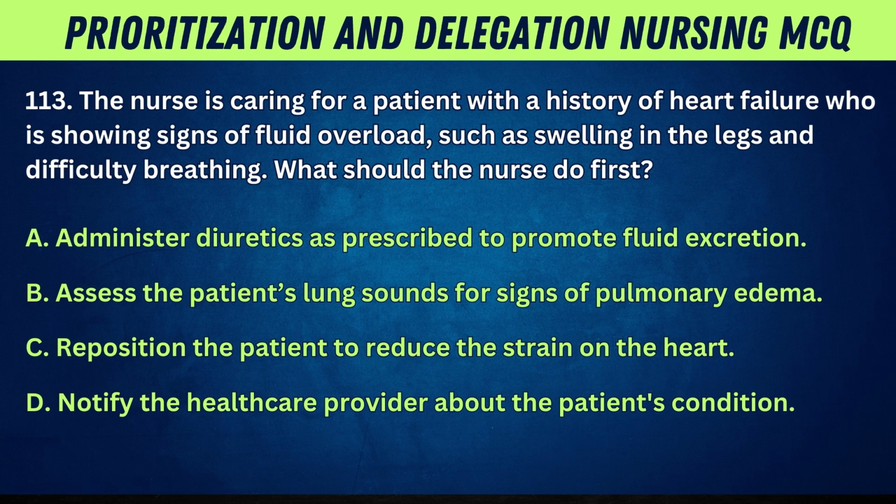113. The nurse is caring for a patient with a history of heart failure who is showing signs of fluid overload, such as swelling in the legs and difficulty breathing. What should the nurse do first? A. Administer diuretics as prescribed to promote fluid excretion. B. Assess the patient's lung sounds for signs of pulmonary edema. C. Reposition the patient to reduce the strain on the heart. D. Notify the healthcare provider about the patient's condition.